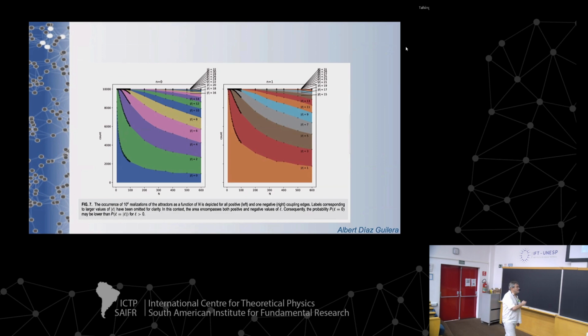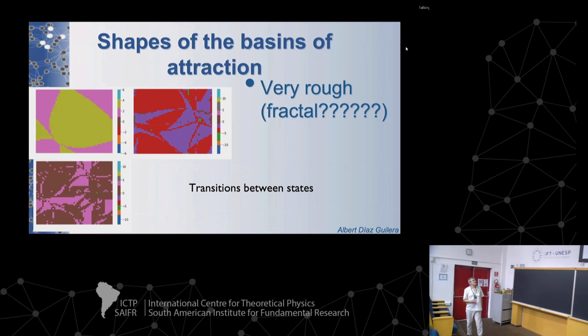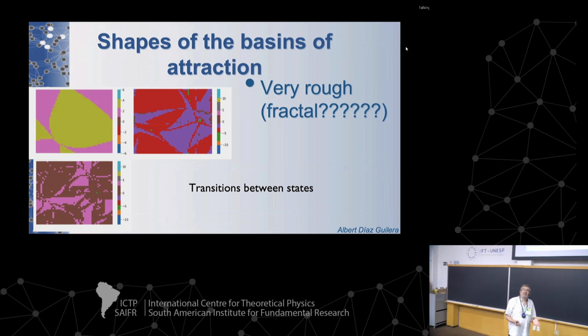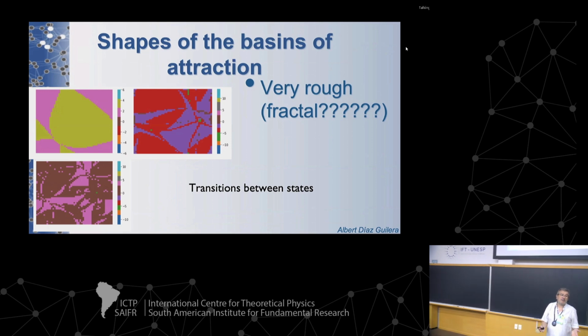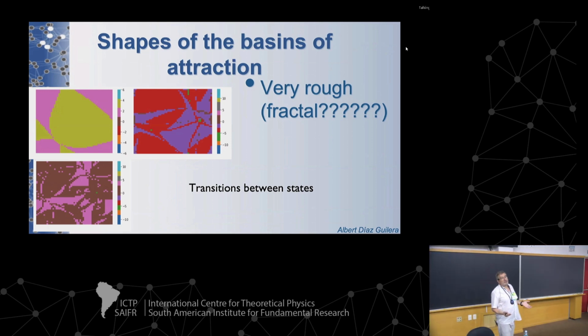Okay, next. What was even more surprising is that when you look at the basins of attraction, you get this very rough picture. Of course, how can you look at the basins of attraction of this system? The problem is that it's a high-dimensional system, and if you want to look at a high-dimensional system, how can you explore this dynamical system?